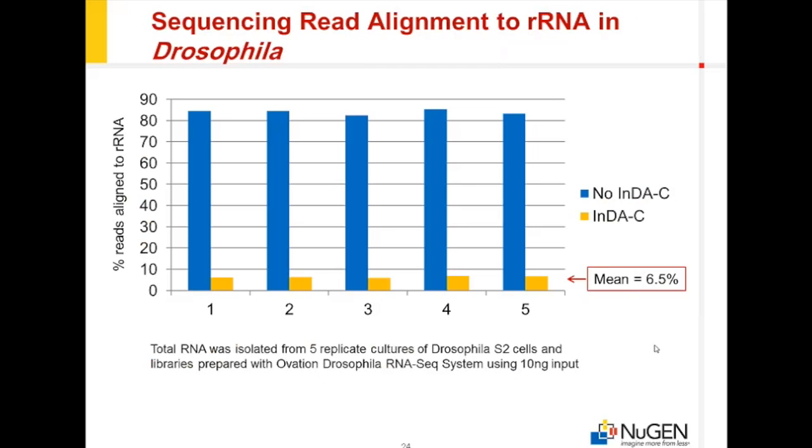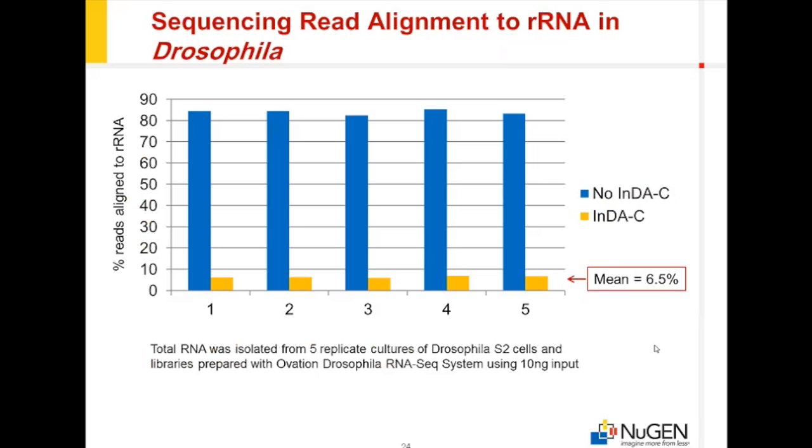Here's an example that shows you the reproducibility across, in this case, the Drosophila studies. So these are our 5 replicate cultures of Drosophila S2 cells. Again, the same workflow. We've used 10 nanograms of total RNA isolated from these cells, and then input to the InDA-C workflow. In this case, the product name is the Ovation Drosophila RNA-Seq system. And you're looking at the percentage of reads that are aligning to ribosomal RNA.